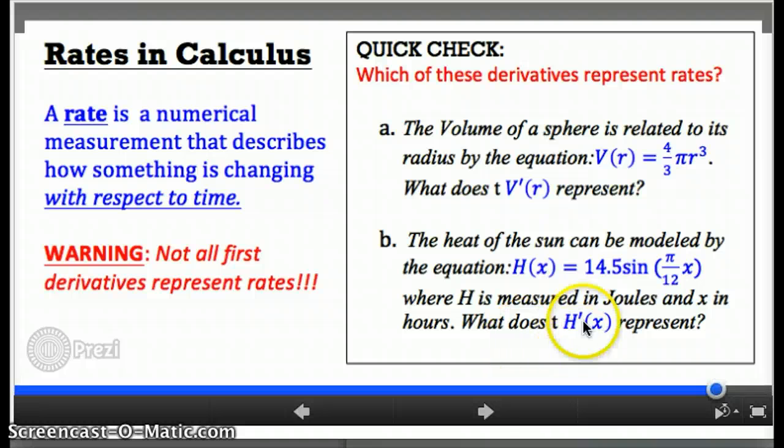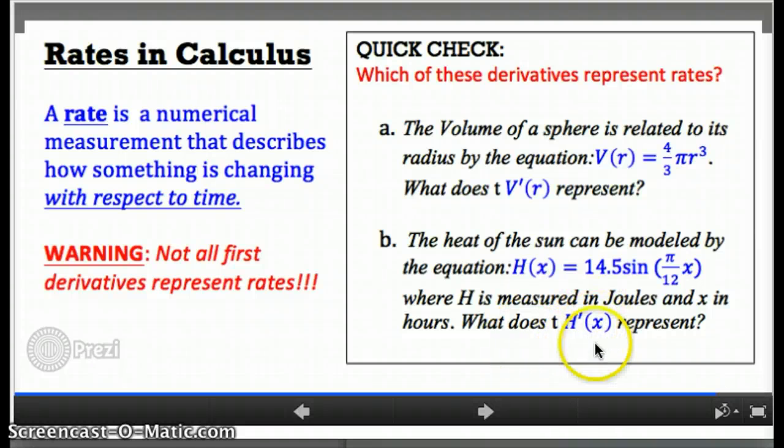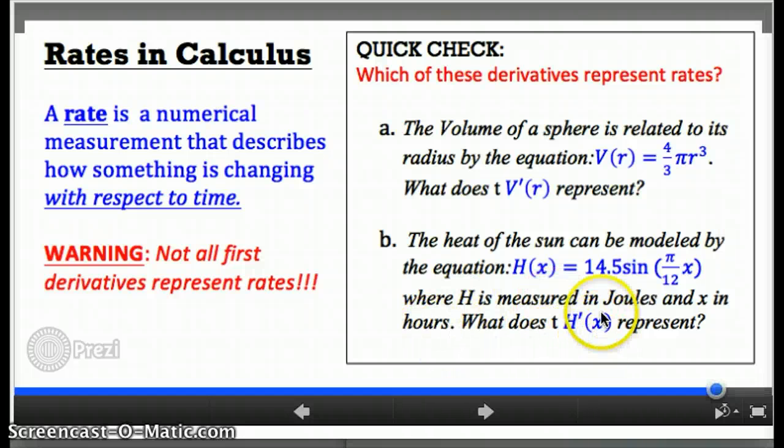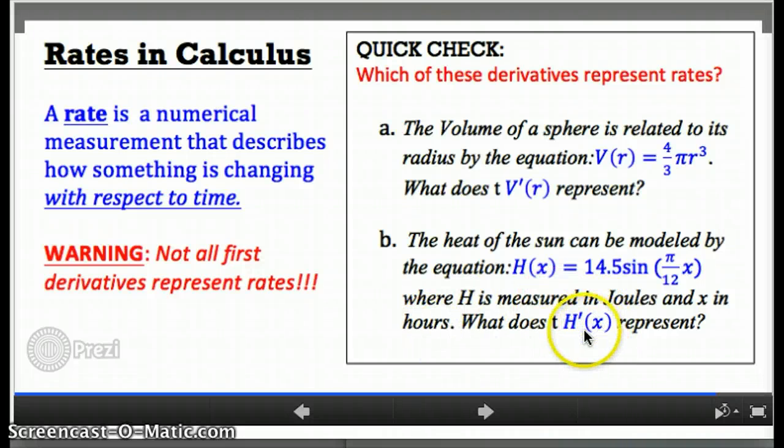The second one, even though we're using an x, not a t, what does it really mean here? It really means hours. So the independent variable here is time, which means we take the derivative of a function whose independent variable is time, and we're ending up with a rate. In this case, the rate how quickly the sun is heating up or cooling down.